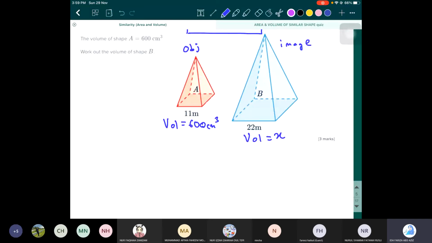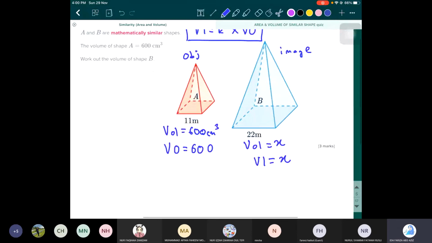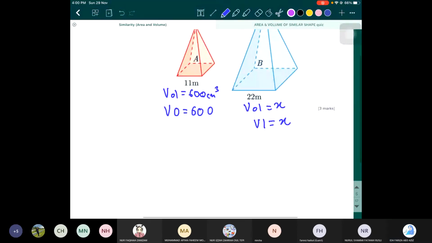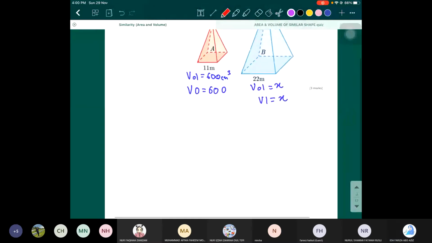Alright. So, now, A tu saya dah tetapkan sebagai objek. So, VO, saya ada info VO 600. Saya ada VI, saya tak tahu. VI saya bagi sebagai X. Okay, bila nak guna formula VI equals K cube times VO, satu benda kita wajib tahu, wajib cari dulu. Apa dia? What is it, class? Apa yang kita kena tahu yang tak ada lagi? We need to know scale factor. Scale factor. K nak cari.